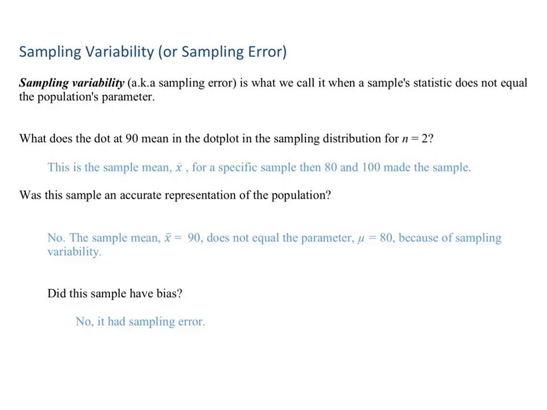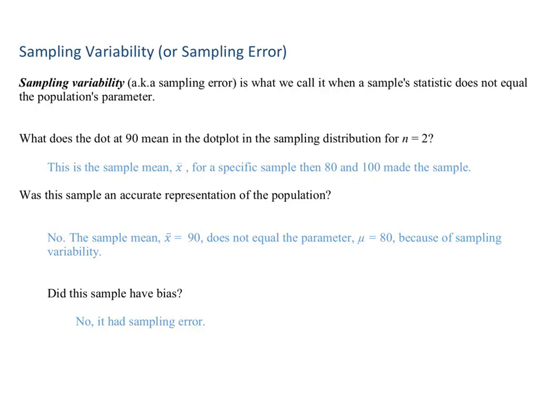Next, sampling variability. We've talked about this in first semester, but here's what it is. Sampling variability, or sampling error, is what we call it when a sample statistic does not equal the population's parameter. It does not mean that we've made an error, it's just that the sample is not accurate.